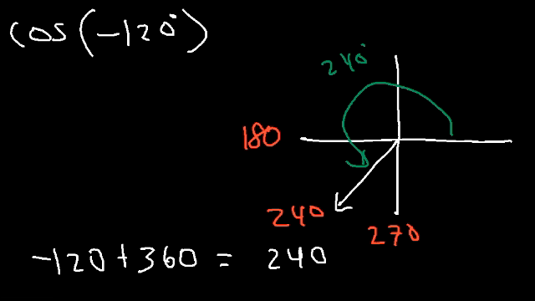Now if you have a negative angle, you need to travel clockwise, or in the direction of a clock. So this is negative 120. Notice that negative 120 and 240 land at the same position. So they're coterminal angles of each other. So let's finish this problem.